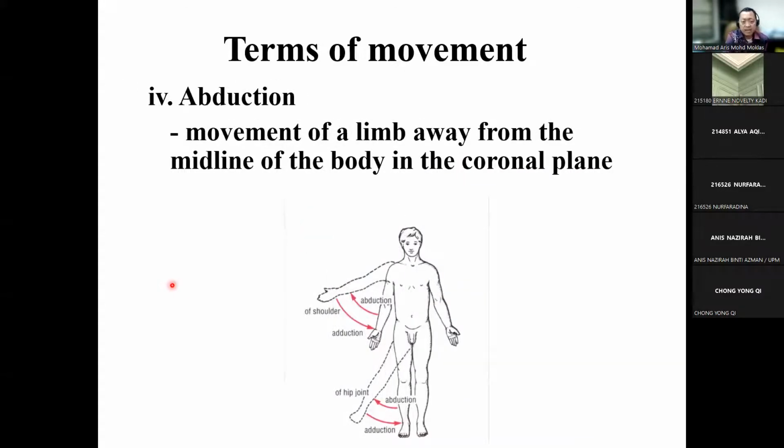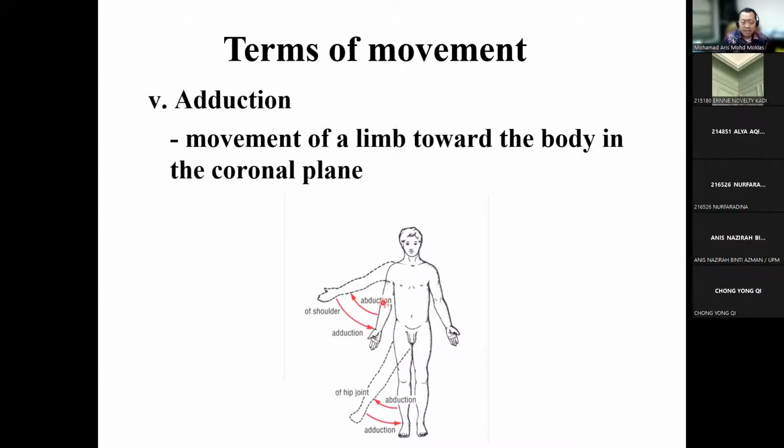ABD, abduction, movement of a limb away from the midline of the body in the coronal plane. Remember the coronal plane? So ABD, abduction occurs in the coronal plane. All right. Okay. Movement of a limb away from the midline. This is ABD, abduction. Adduction will be the opposite: movement of a limb towards the body in the coronal plane. ABD, ADD. All right. Abduction and adduction.